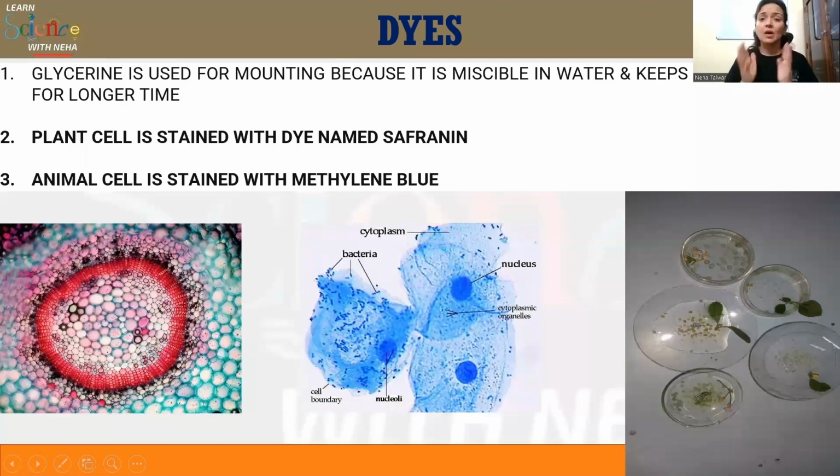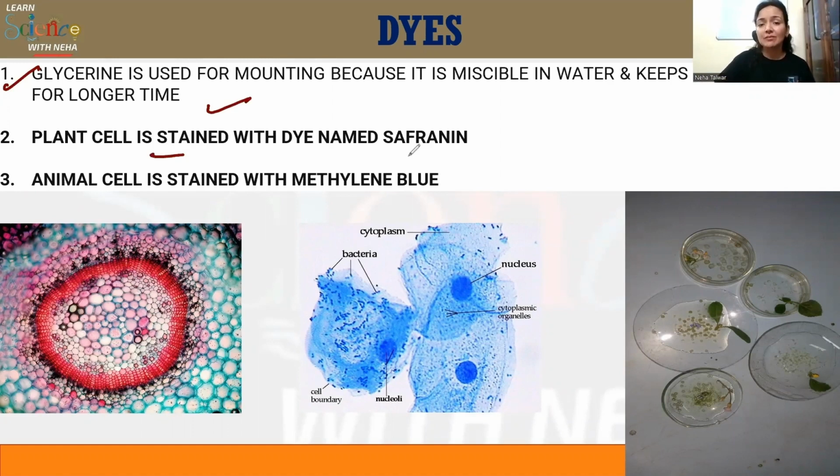Then came the dyes. When the plant and animal cells were formed, then came the challenge that how can we see every single organelle under the microscope? Then we discovered number 1 was glycerine, which we initially used to stain the organelles because glycerin can retain moisture and will not dry up. Water will dry up after some time and your slide will be useless. But glycerin will retain the moisture and you can use it further.